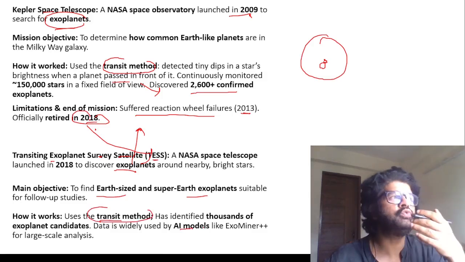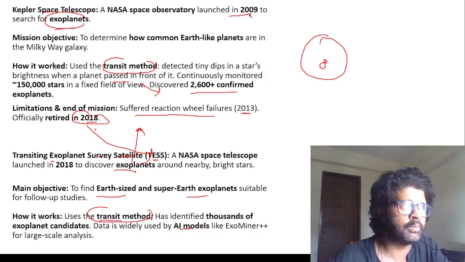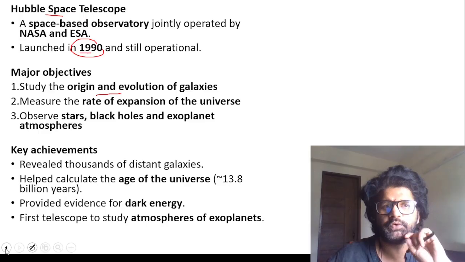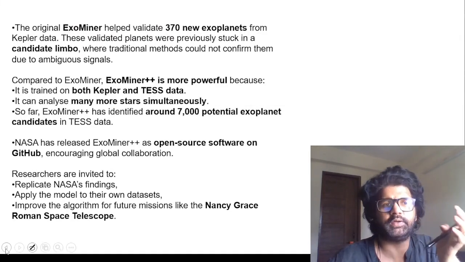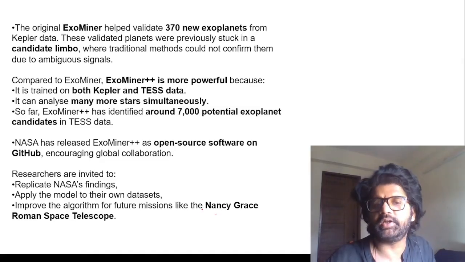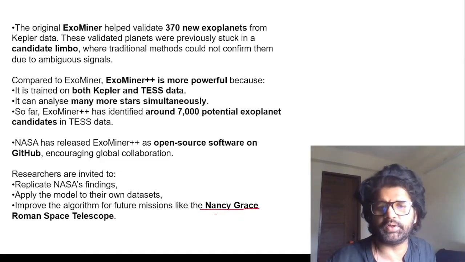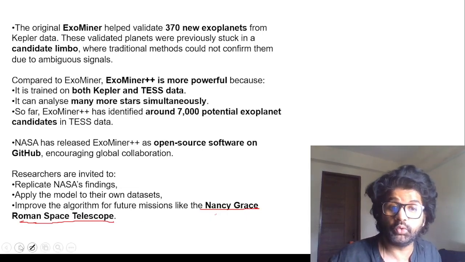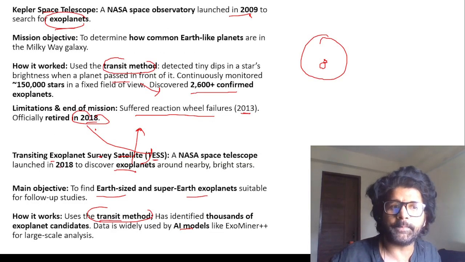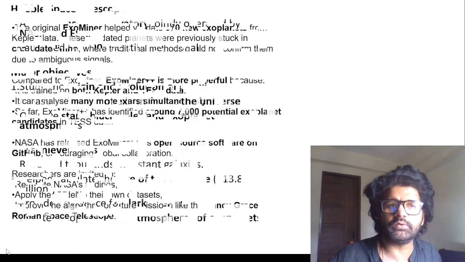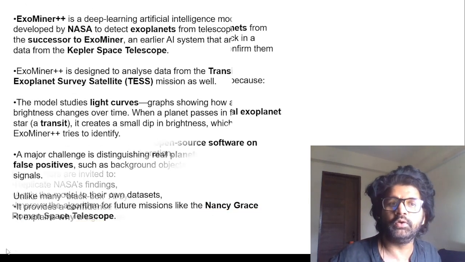And now we're using AI models. Earlier we had ExoMiner, and now we have ExoMiner++. So using AI, we are trying to extract the data we are getting from TESS and all. Later on, in the 2020s, when TESS is retired, we'll have the Nancy Grace Roman Space Telescope. So you can understand the chronology here: Hubble, Kepler, TESS, and then Nancy Grace Roman.